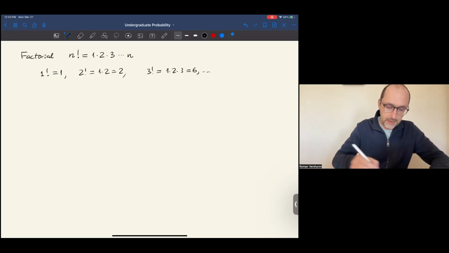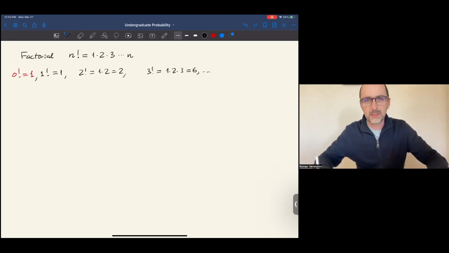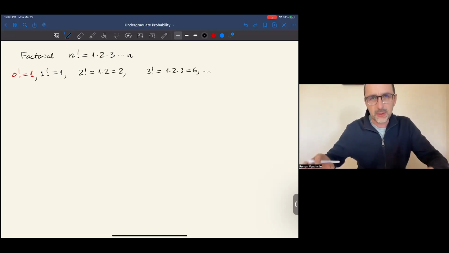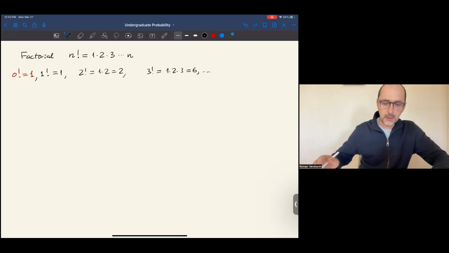Also, by convention, we set 0 factorial to be 1. We will find out later why that convention is useful. For now, let's just remember that.